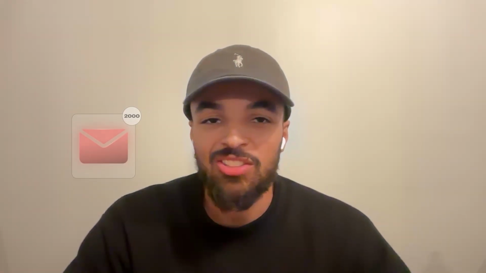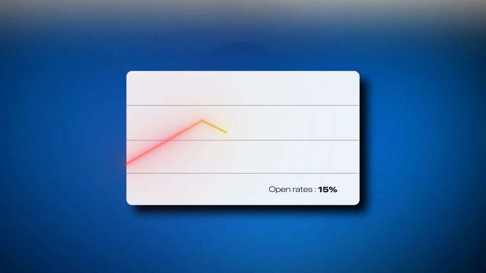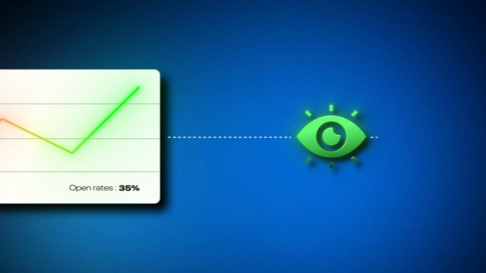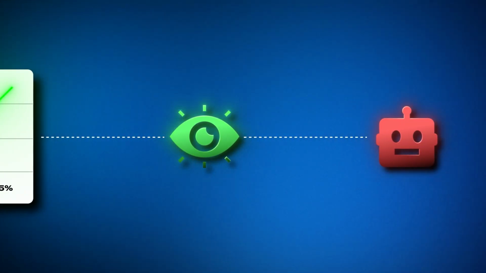And look, when I first started as an SDR, I sent 2,000 cold emails in my first month and booked one meeting. And I couldn't figure out what was going wrong. My open rates looked decent, about 35%. I thought people were seeing my emails, but it turns out most of those opens were just bots, not real people, because my emails were landing in spam.